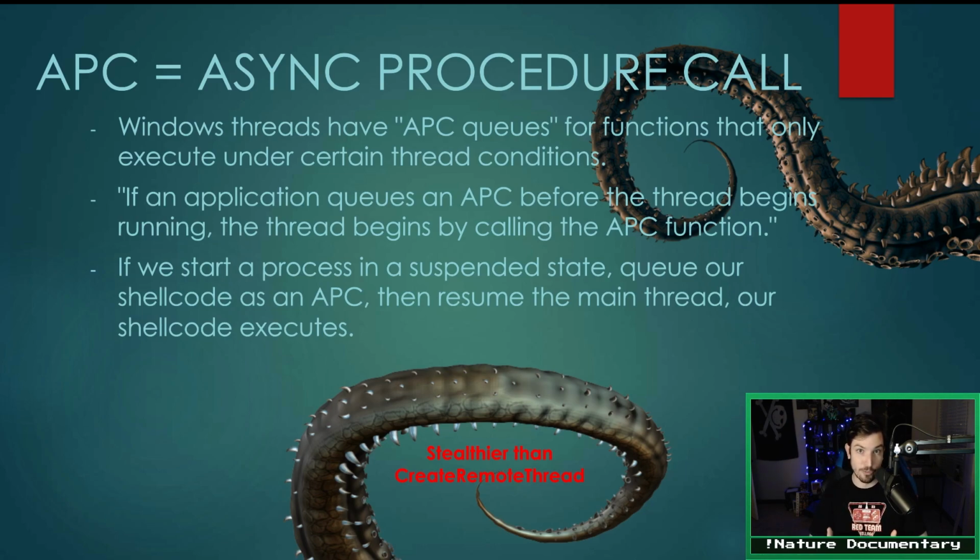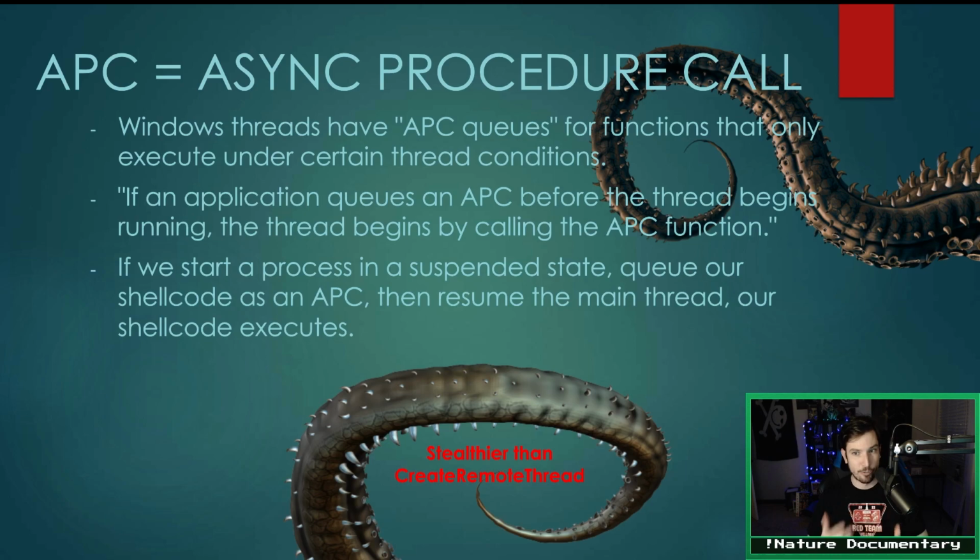Specifically, it's a method that revolves around the following quote, which is stripped straight from the Microsoft documentation on the QueueUserAPC API call, which we'll be talking about more in just a little bit. If an application queues an APC, an asynchronous procedure call, before the thread begins running, the thread begins by calling the APC function. Now, what does this mean from a practical standpoint?